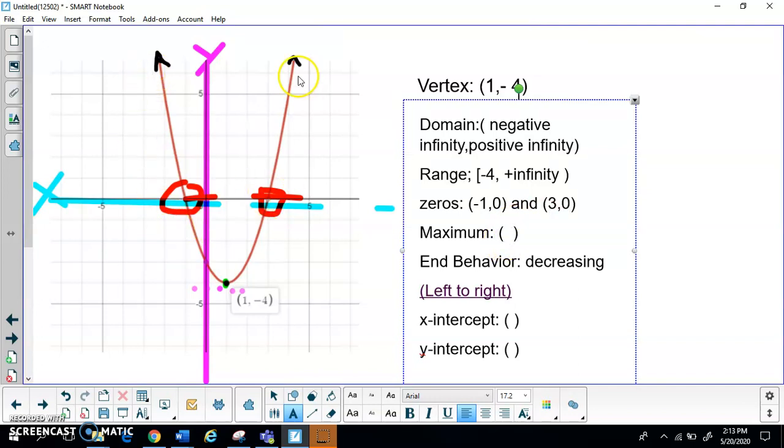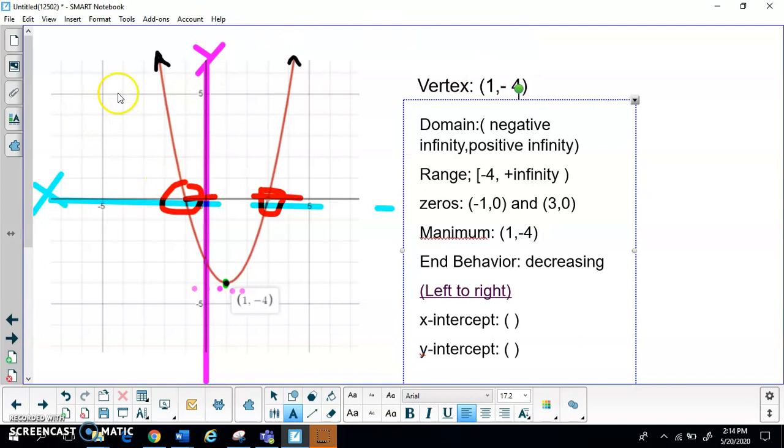The maximum point here is not possible to find because the graph keeps going upwards, so you cannot determine the highest point. However, it's possible for us to find the minimum, which is the lowest point of this parabola. In this case, the minimum is also the vertex. It's always that case with the parabola. The vertex is always your maximum or minimum, depending on how the graph opens, upward or downward. So in this case, we have 1, -4.